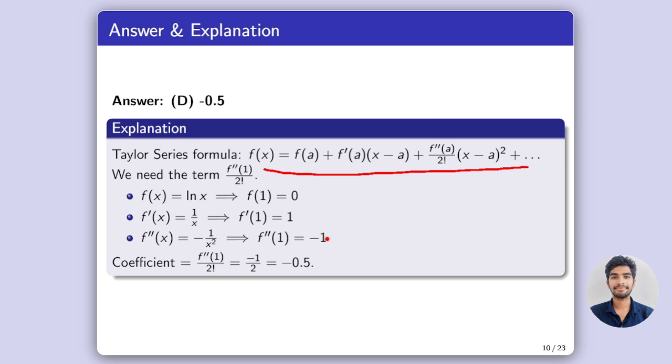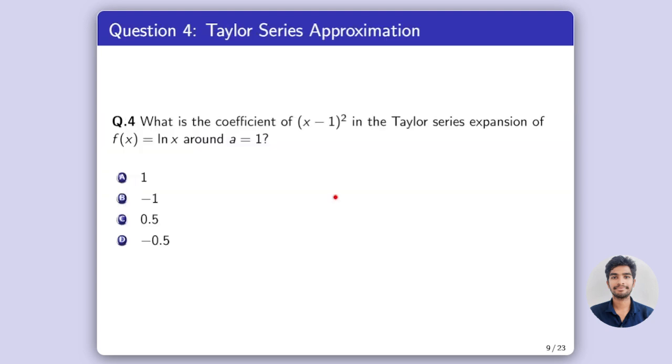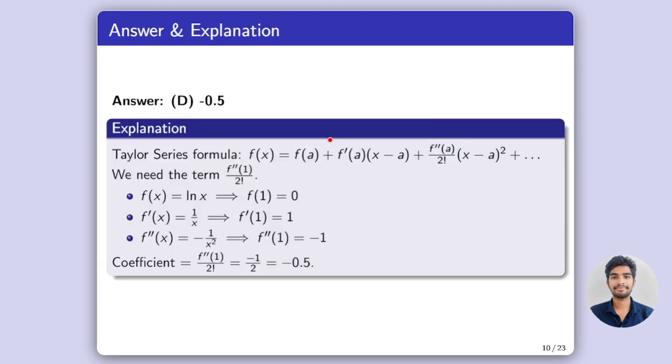The question is very simple. We need to find out the derivative. Here observe that around a is equal to 1, the coefficient of (x minus 1) whole square means it is in the 0, 1, 2, so it is the second term. In the second term, the formula becomes f double dash of a by 2 factorial. By applying this, we get the correct answer. The answer is minus 0.5.